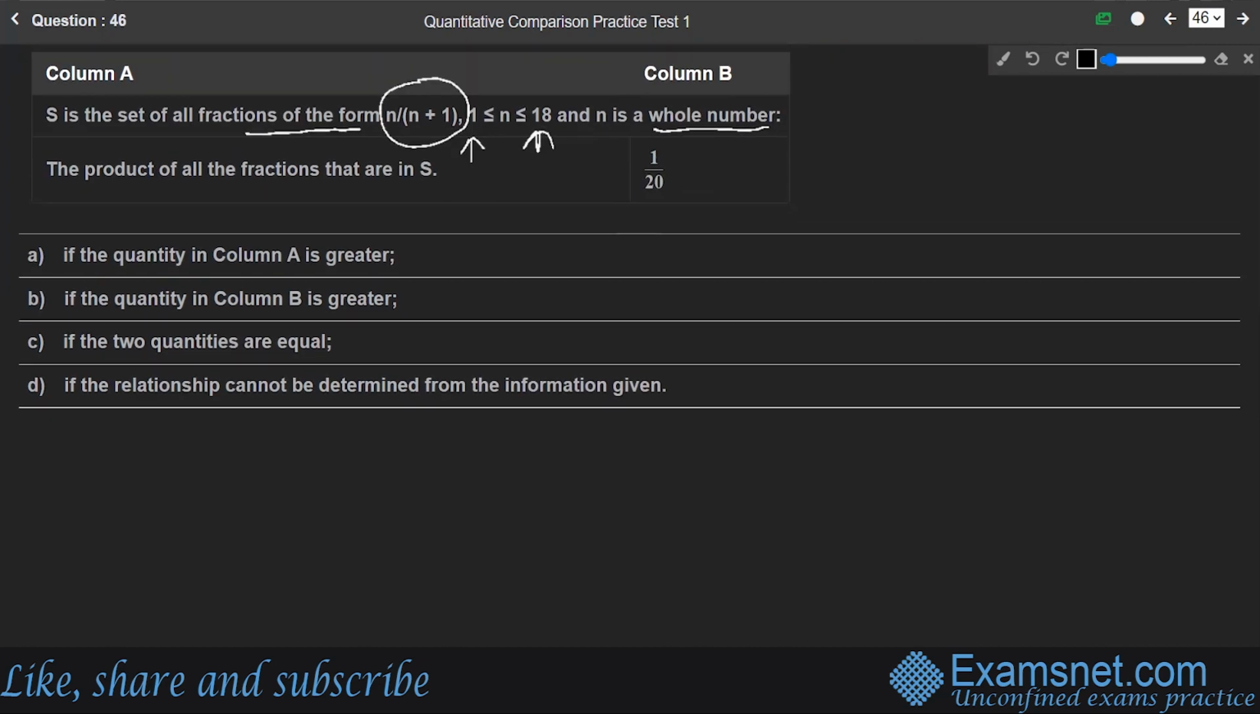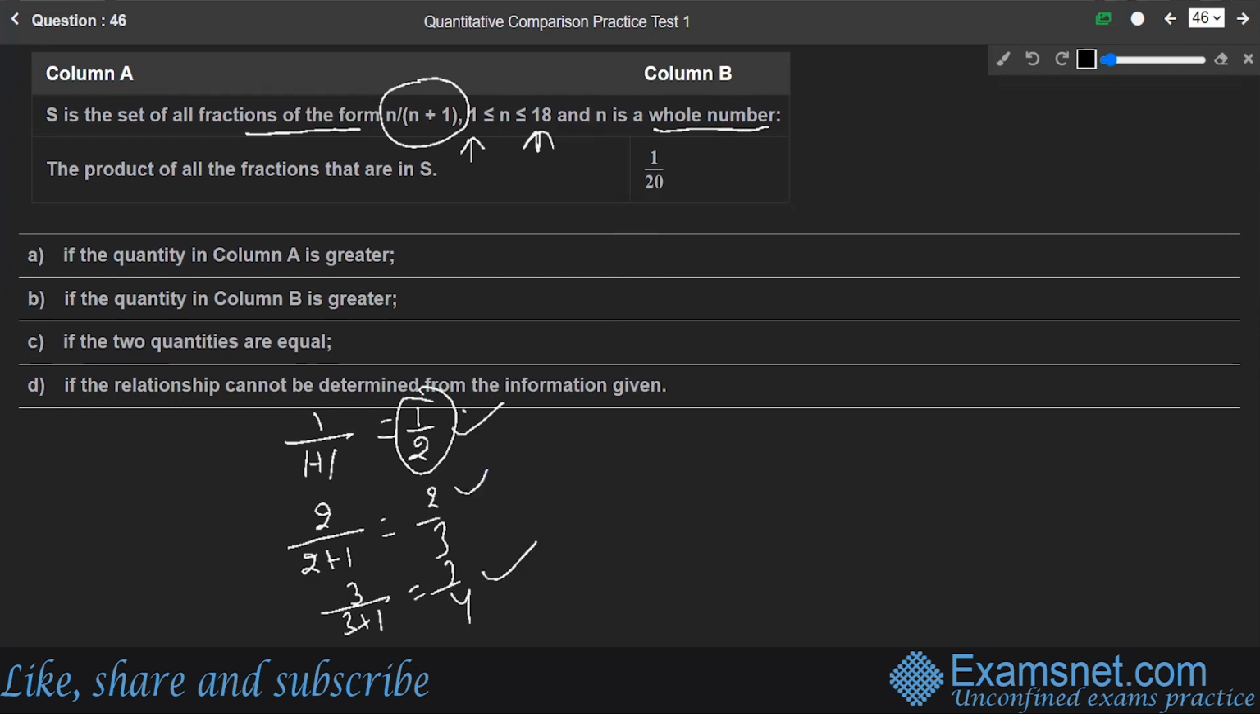Now let us find the set of all fractions of the form n by n plus 1. If we take n as 1, the first number in this category will be 1 by 1 plus 1, that is nothing but 1 by 2. That will be the first number. If we increase n to 2, then it will be 2 by 2 plus 1, that is 2 by 3. Similarly, if we keep on increasing, the next value will be 3 by 3 plus 1, that is 3 by 4. So this is the form n by n plus 1, and we have to keep going till n becomes 18. So the set of such numbers will contain the first value as 1 by 2.